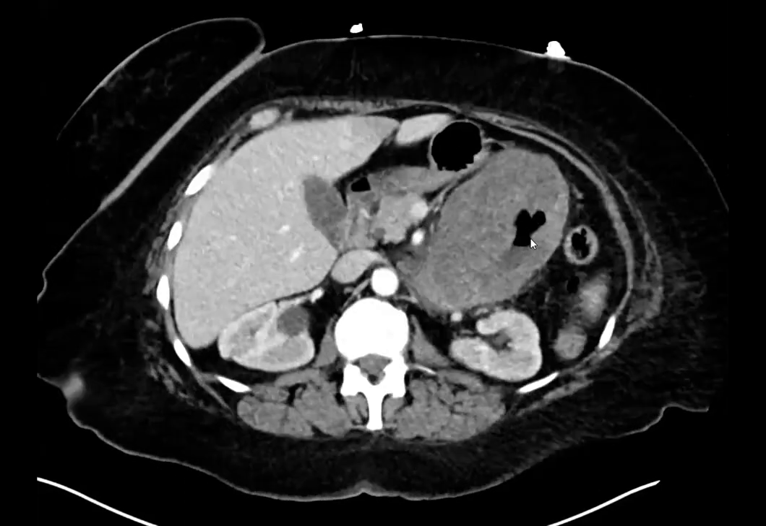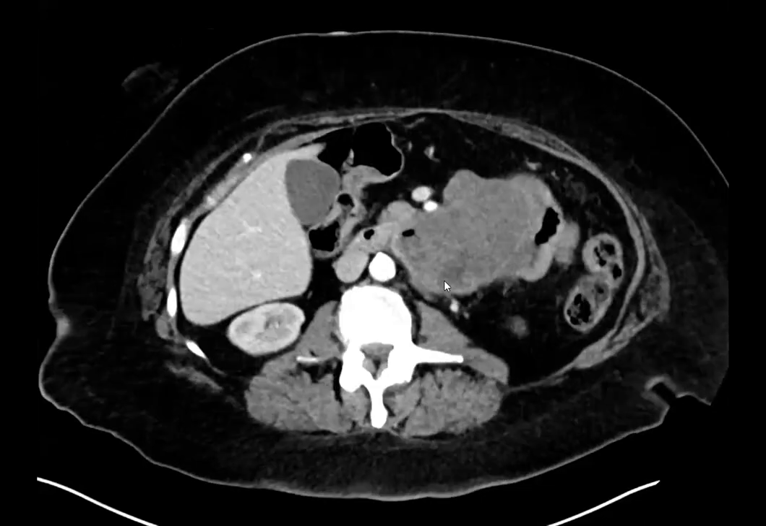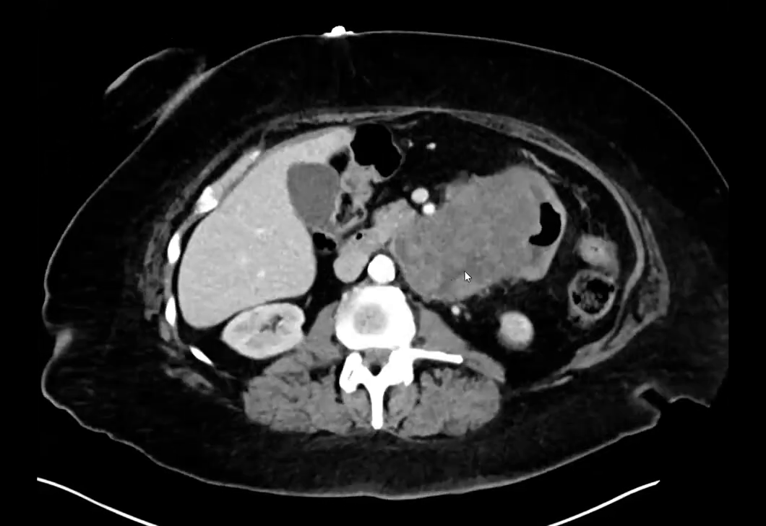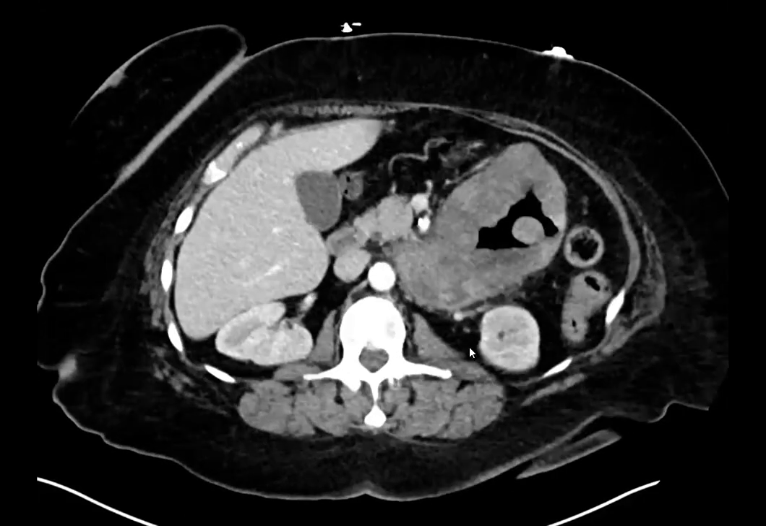a good thought, because GIST can kind of get ulcerated and have air within them. They can get centrally necrotic. GISTs are usually endophytic or exophytic, but it's hard to tell here. I think GIST is very reasonable. What else? I think lymphoma also.